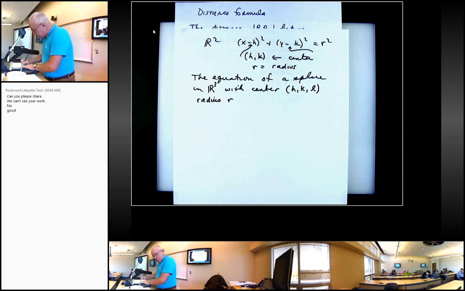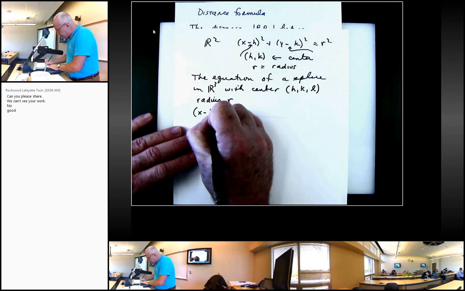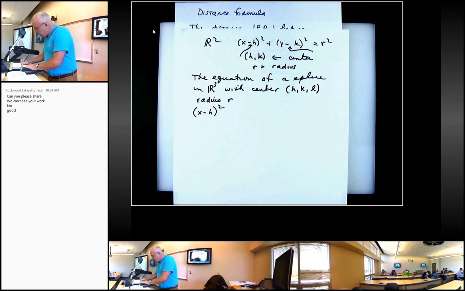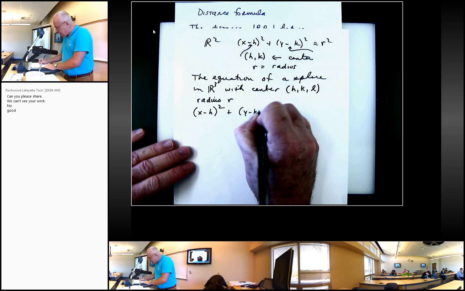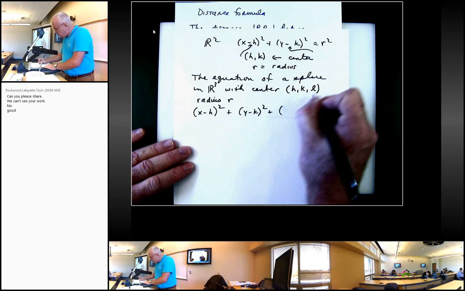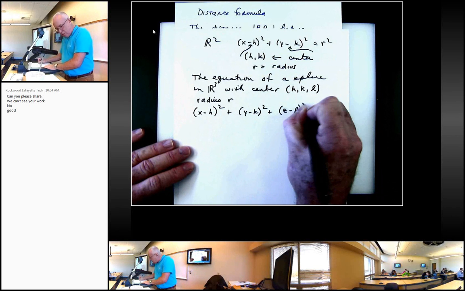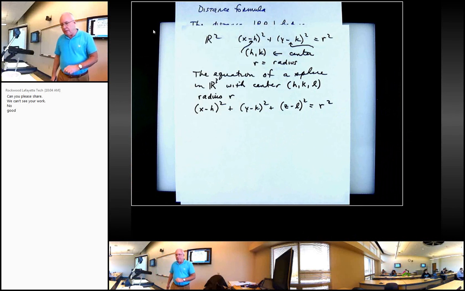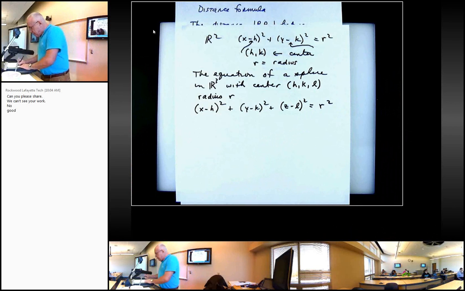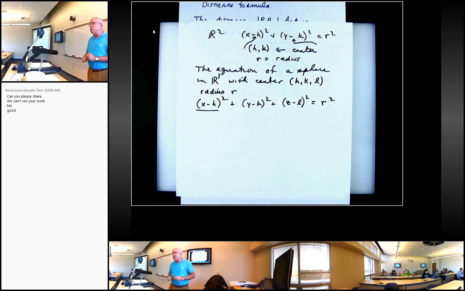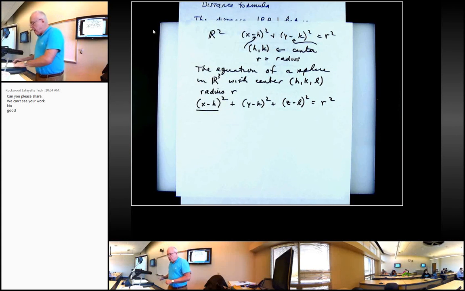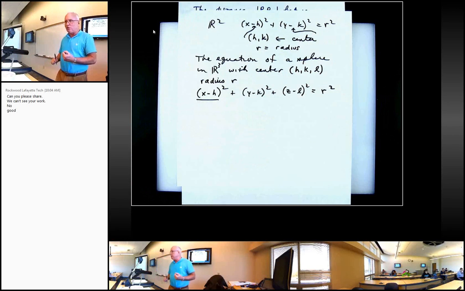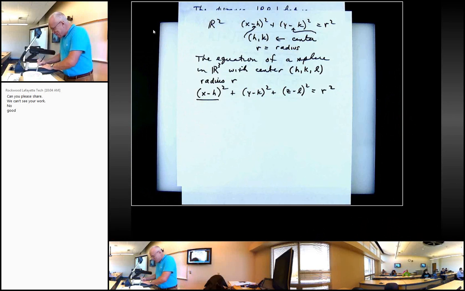The equation is this. It's just the extension of the circle: x minus h quantity squared plus y minus k quantity squared, and then this is our z coordinate, z minus l quantity squared equals r squared. All right, so that's the equation of a sphere. An example I want to go over with this involves completing the square. When you had algebra, you had similar kinds of things with completing the square. So let's look at this.